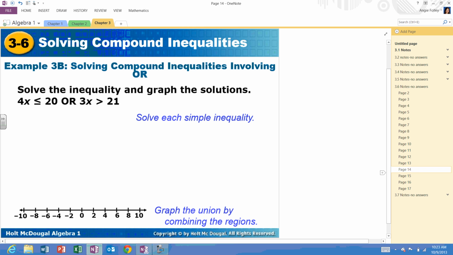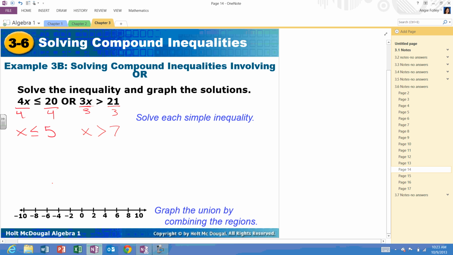All right, so here's another one. 4x is less than or equal to 20, or 3x is greater than 21. Let's solve each one individually. So this first one, I'm going to divide both sides by 4. So x is less than or equal to 5. And then let's solve this one. I'm going to divide both sides by 3. X is greater than 7.